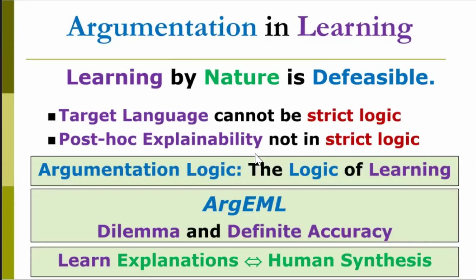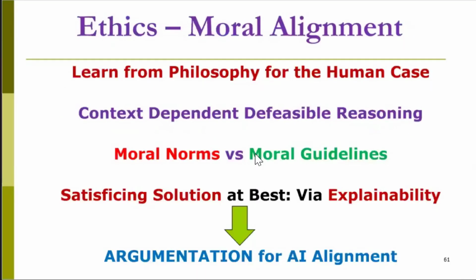So then you understand that when you're doing learning, you've got to learn explanations just as much as you've got to learn prediction. You've got to learn explanations. So that's the thing. And for ethics, again, ethical norms or guidelines.